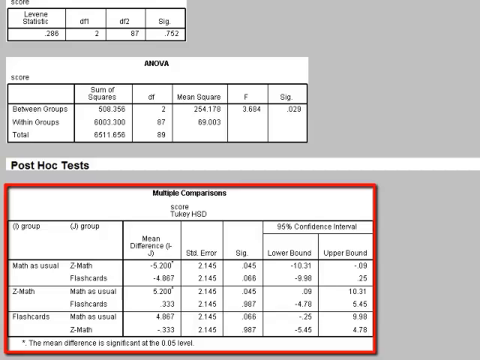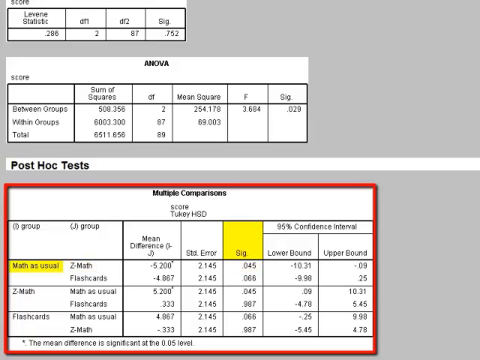The multiple comparisons table systematically pairs the groups two at a time and indicates if there's a statistically significant difference between each pair. The first comparison is between math as usual and Z-math, which renders a significance, or p-value, of 0.045. Since this is less than the 0.05 alpha level, this suggests that there is a statistically significant difference between math as usual and Z-math.